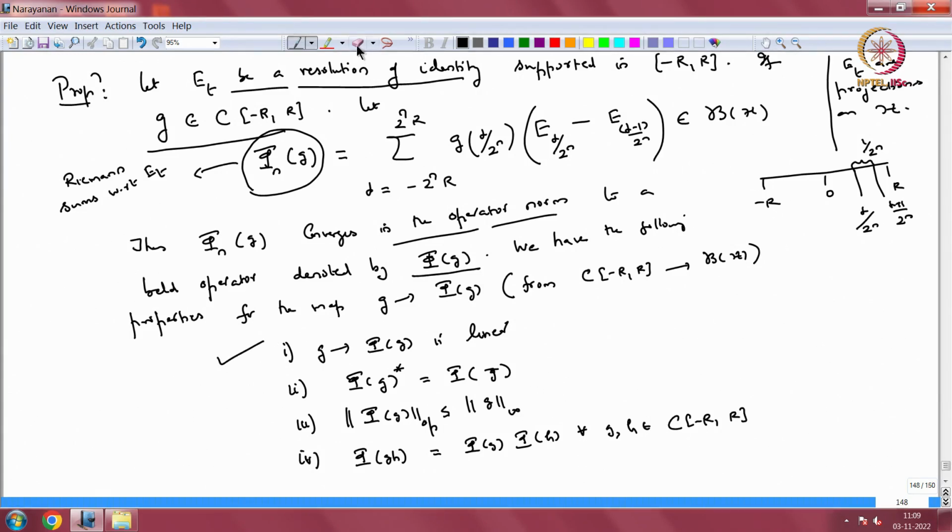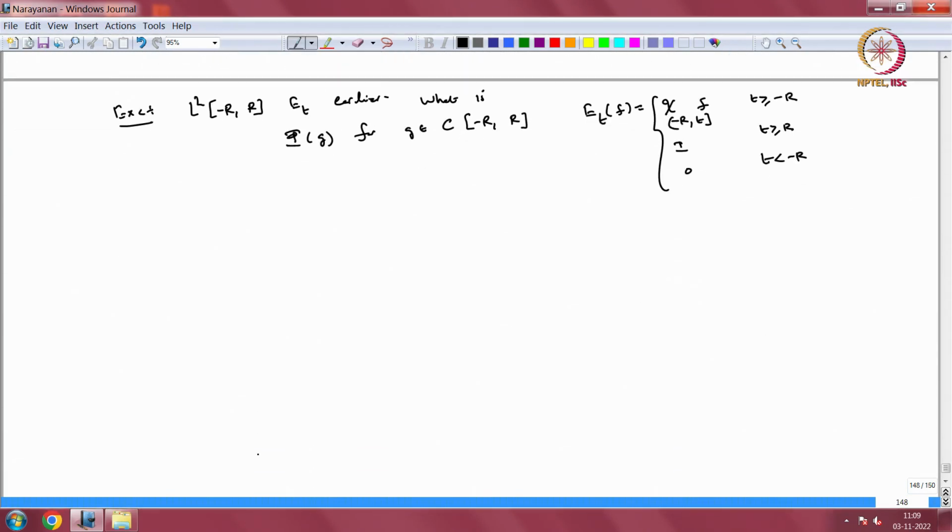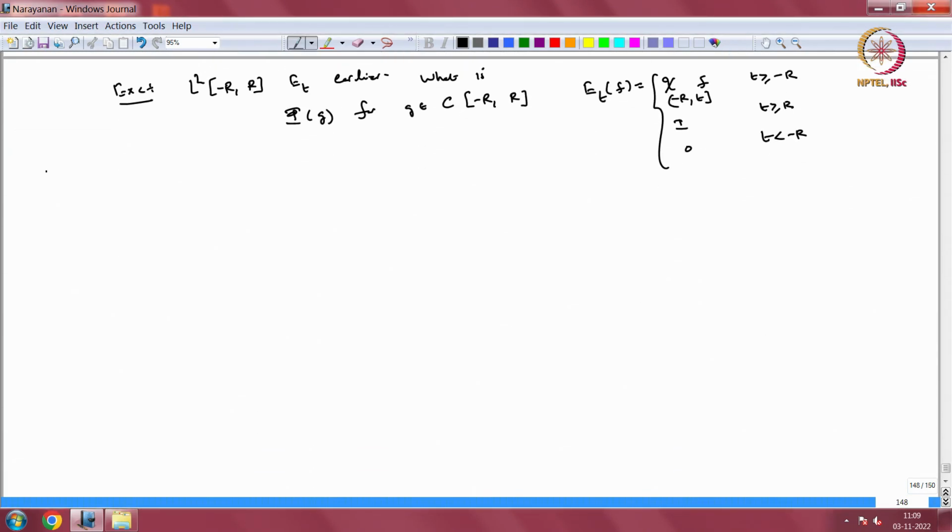It has these 4 properties. Okay. So, the 4 properties are, one is it is linear, which is trivial, and it preserves the star operation, that is also trivial to see. A third one is that operator norm of phi g is less than or equal to the supremum norm of g and it is multiplicative, it is an algebra homomorphism. So, we start with the proof now. Okay. So, proof of the proposition.